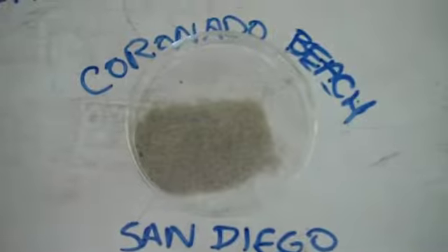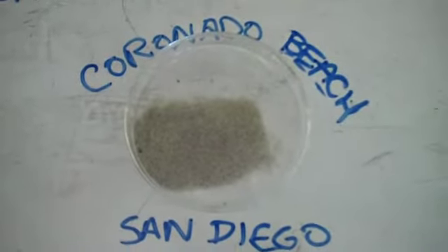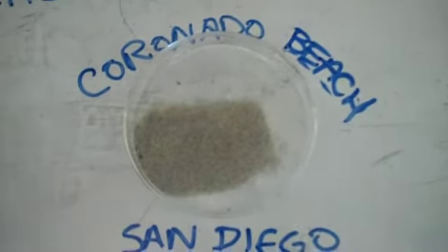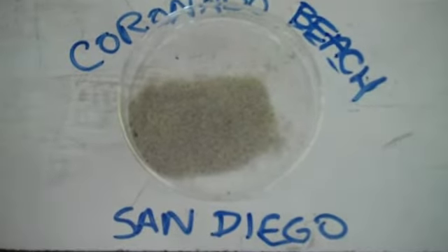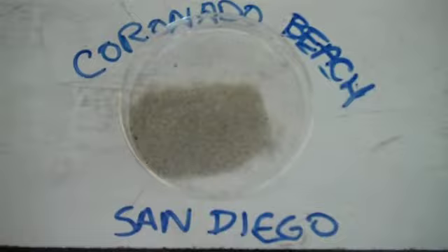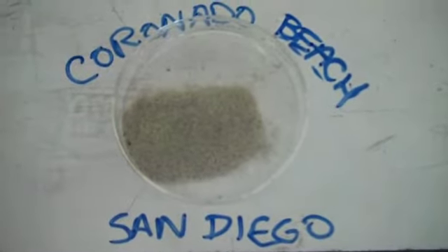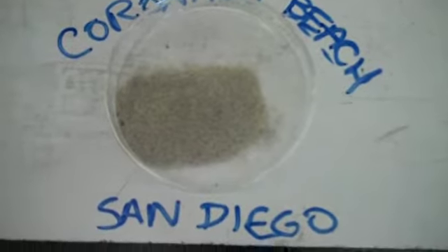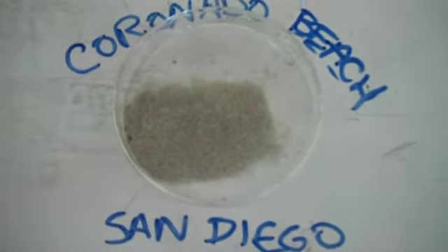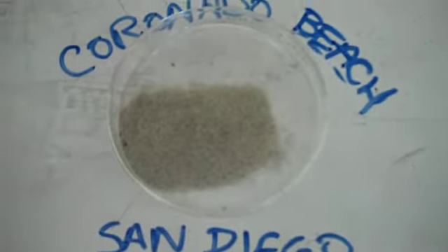The Coronado Beach is a beach that is much preferred for sunbathing because it is a finer grain of sand, meaning it is smaller and more well-rounded. This beach you can find in San Diego, and by the coloring we can tell that there is a lot of quartz and less feldspar here because there's less of that orange color.